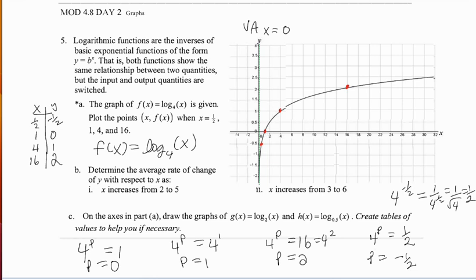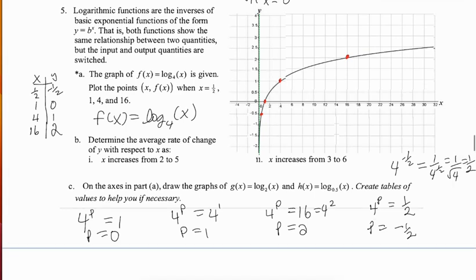Now, our exponential functions always have a horizontal asymptote. So if you flip the x's and y's, that's why our logarithmic function has a vertical asymptote. Okay. Now, the last thing I want to do of the investigation today is part B. It says determine the average rate of change of y with respect to x as x increases from 2 to 5. So let's do that.